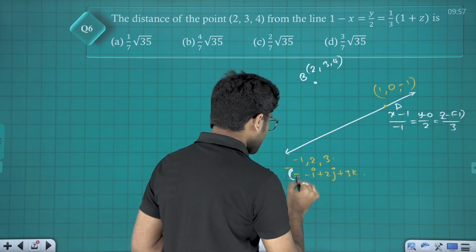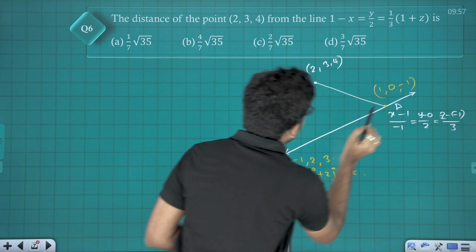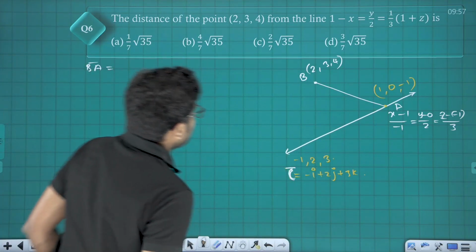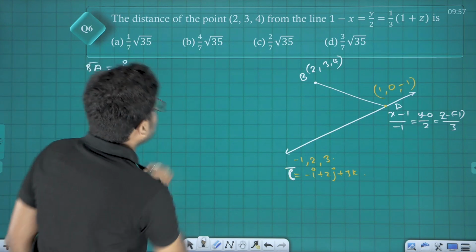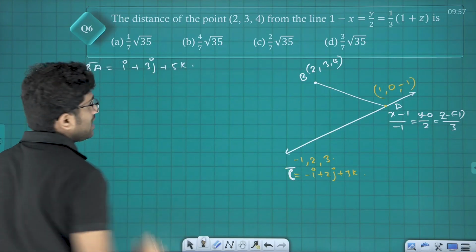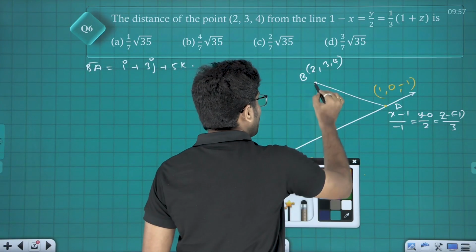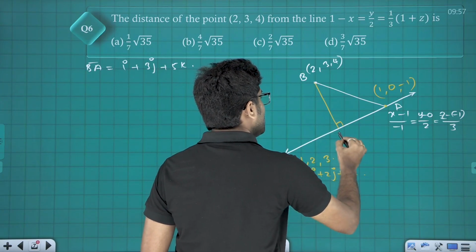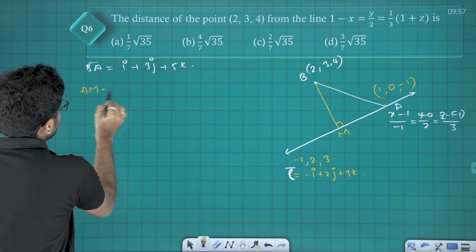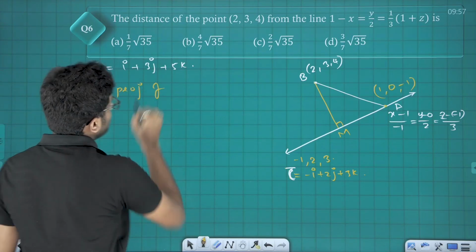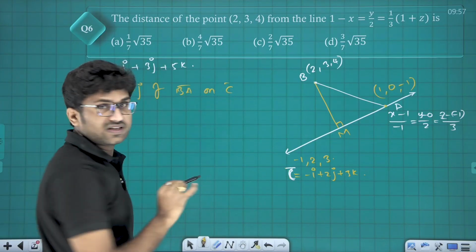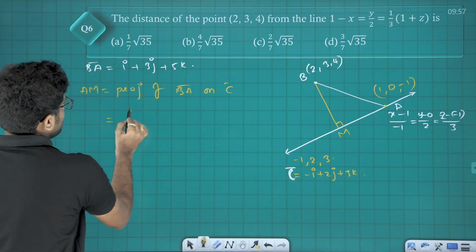Let's go with the same C bar, friends. C bar. So first let's find BA bar. Now BA bar will be equal to x2 minus x1 i, 3i plus 3j plus 5k. This is BA bar. Now let's draw a perpendicular from point B to this line. Let's say this is M. So clearly, friends, AM is nothing but the projection of BA bar on C bar.